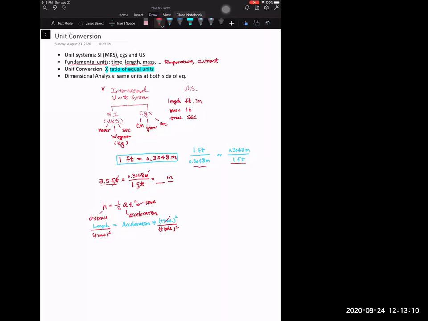So what is the unit of the acceleration? It's equal to the length over time squared. So for example, meter over time squared. What is the unit of time? The second. So the meter over second squared is the unit of the acceleration. So this is what we mean by unit analysis.